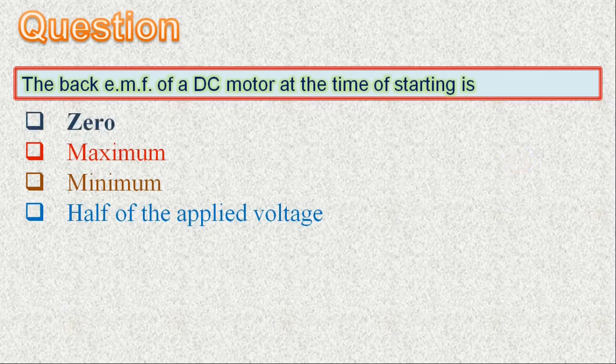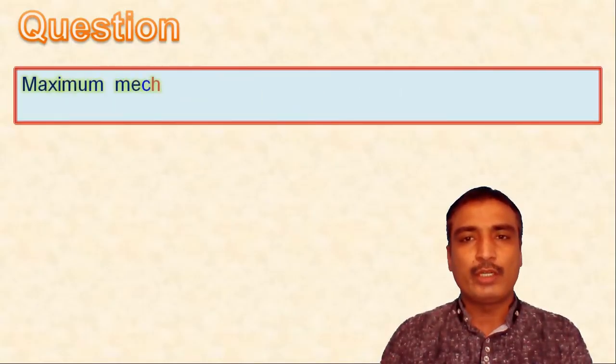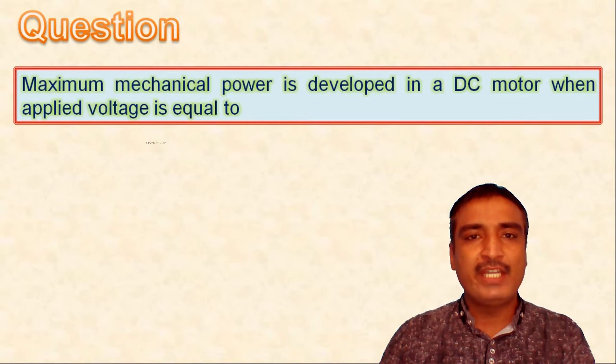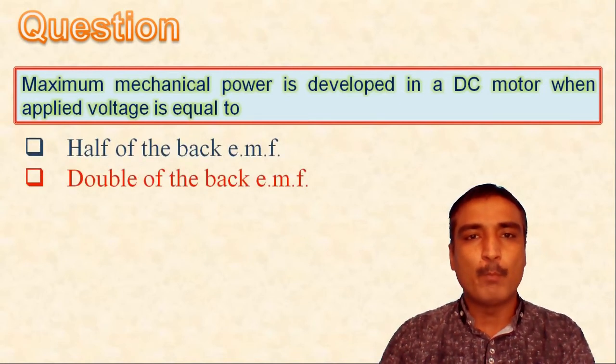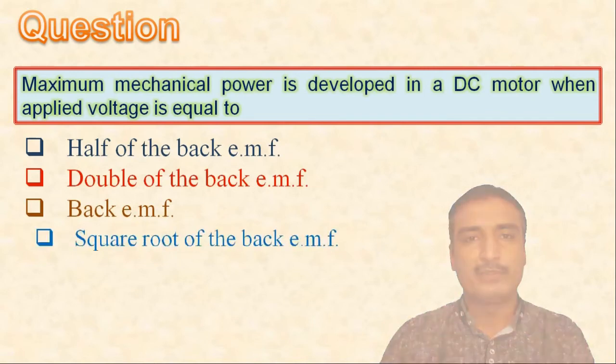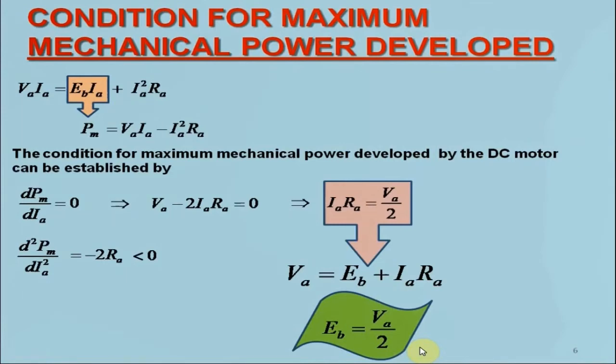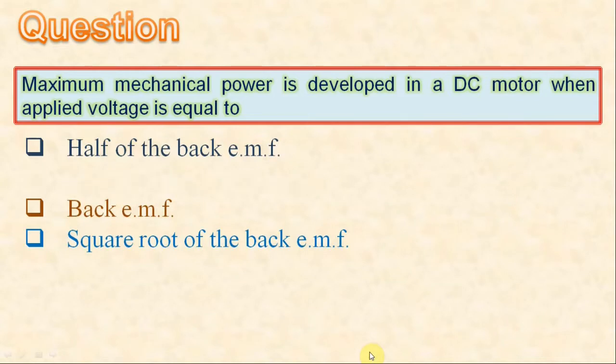Next question is, maximum mechanical power is developed in a DC motor when applied voltage is equal to. The options are half of the back EMF, double of the back EMF, square root of the back EMF. As we know, the mechanical power developed by the DC motor would be the maximum when the back EMF Eb is equal to half of the voltage applied across the armature ends. This equation may also be stated as maximum mechanical power is developed in a DC motor when applied voltage is equal to double of the back EMF. So, the second option is the correct answer.